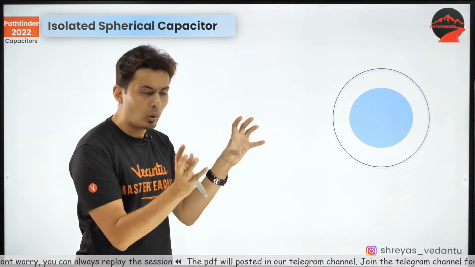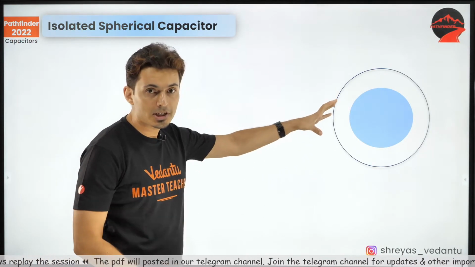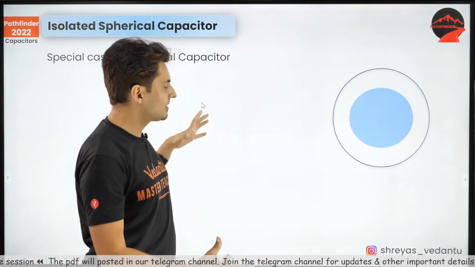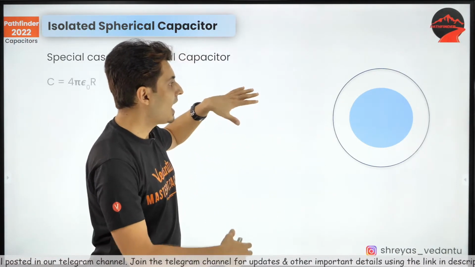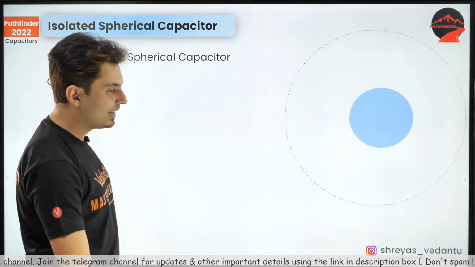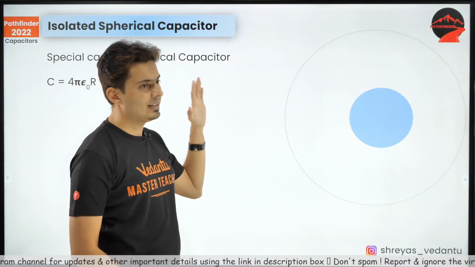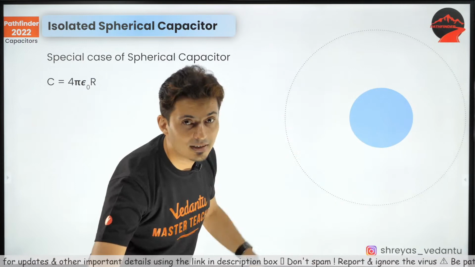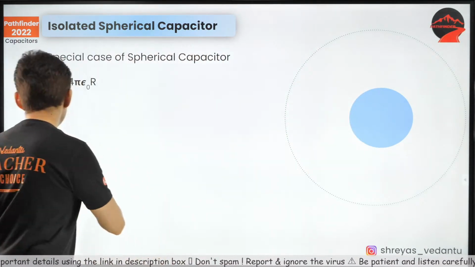You just have a sphere, no outer shell. It's just like saying you take that outer shell and increase its size. In this special case you increase the size and make it infinitely large. So what have I done? I have taken the outer shell and made it infinitely large, so only one sphere is there. It's like the outer shell is at infinity.